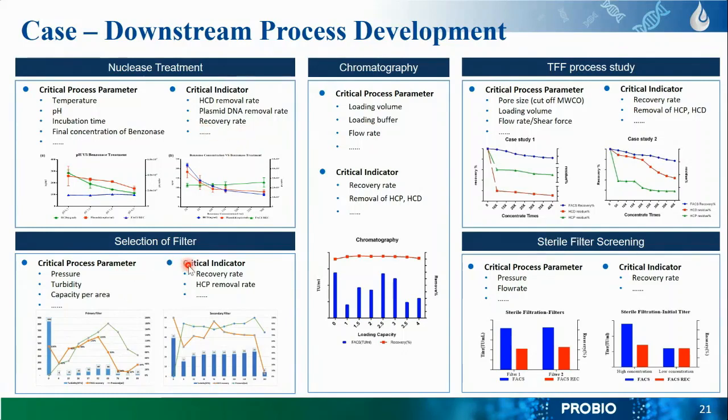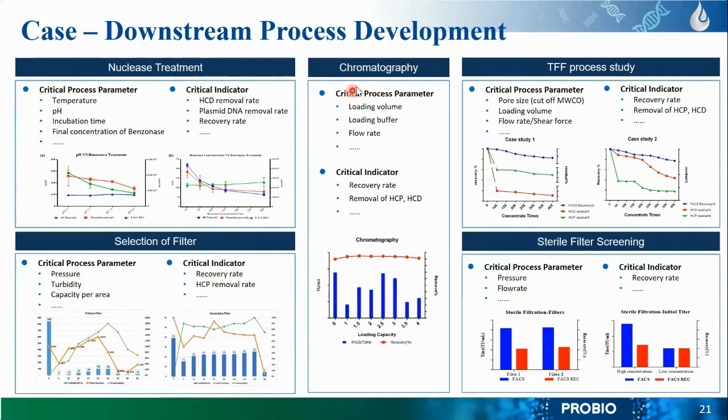And when it comes to the filter, you have to check the pressure when you're selecting a filter, and what's the turbidity. And the most important thing is the area you're going to use, because you are using either the small scale or the large scale. And the recovery rate, the HCP removal as well, when you are using different filters. So here we have seen the trend when using different filters, the recovery rate on different steps.